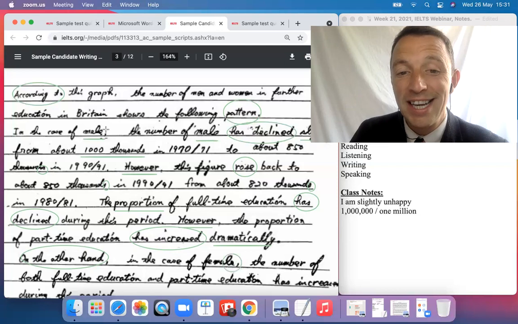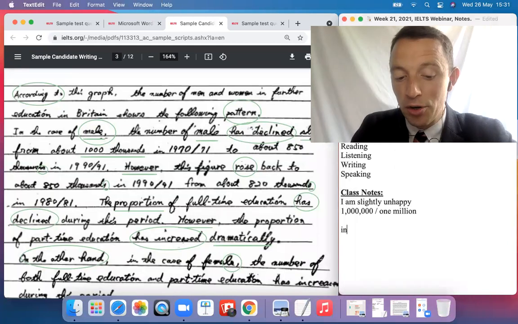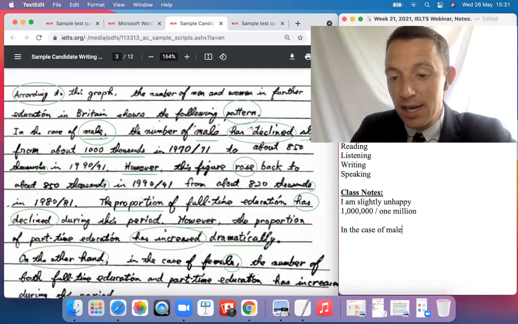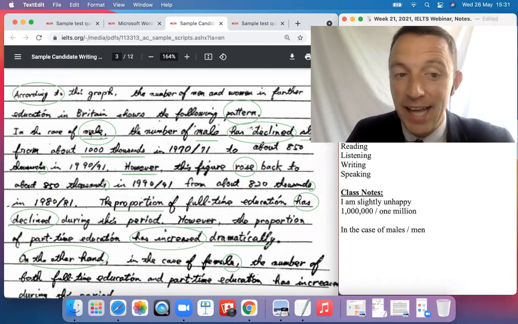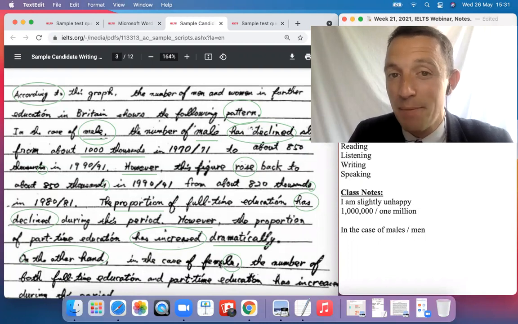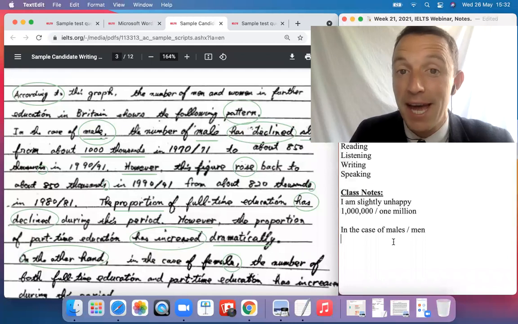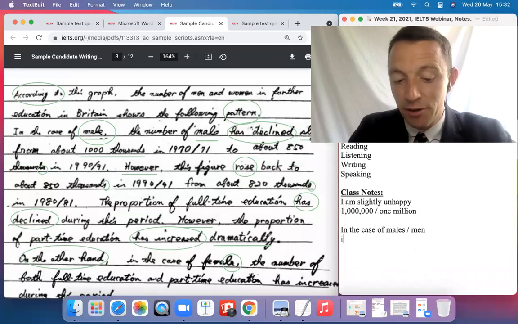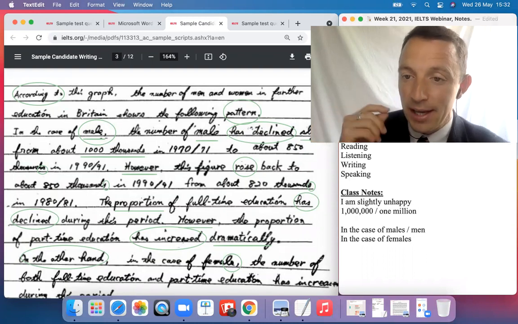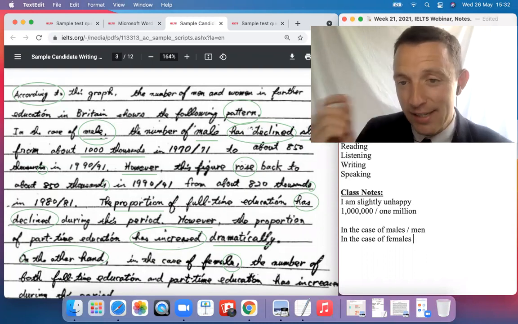Okay, so here, I don't think I've explained the mistake. I would say here, in the case of males, it needs to be plural. In the case of males or in the case of men, I think definitely we need the plural. And the same here, in the case of females, I think we need to say plural as well. That's necessary for sure. And I think that's a very obvious little mistake.